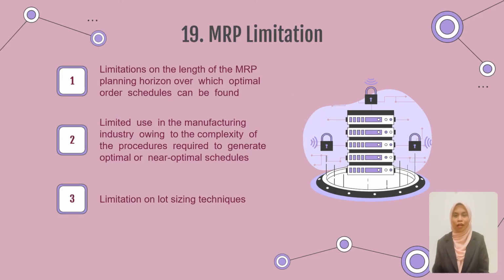Thank you, Amira. As we all know, every system has its own limitations, including the MRP system. The first limitation is on the length of the MRP planning horizon over which optimal order schedules can be found. Its usefulness in practical situations is questionable since a large number of alternative schedules will need to be considered, and in addition, optimal short-term schedules will not necessarily result in optimization of inventory over the long term.